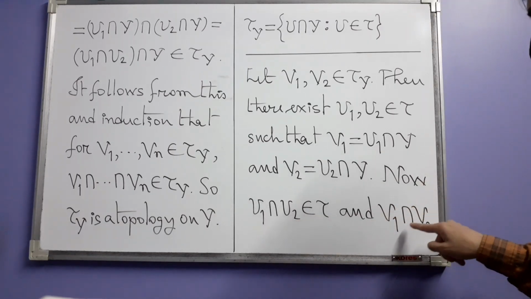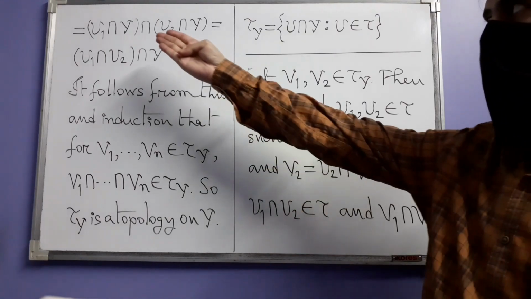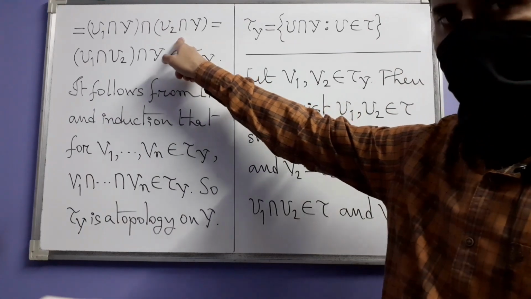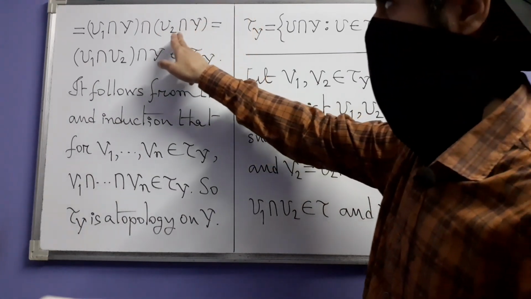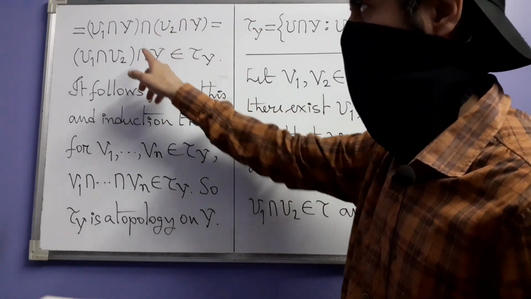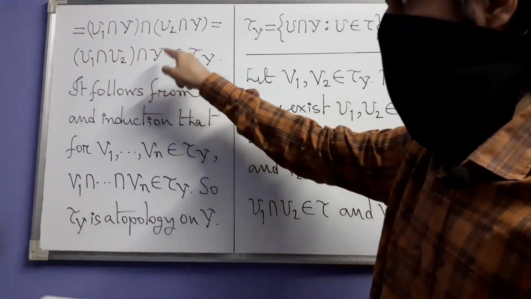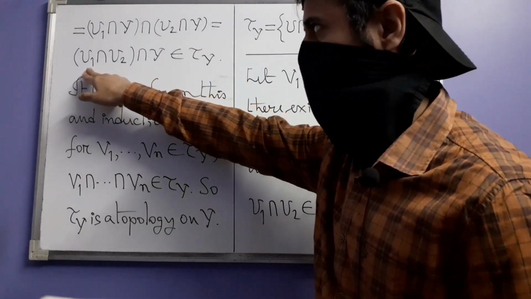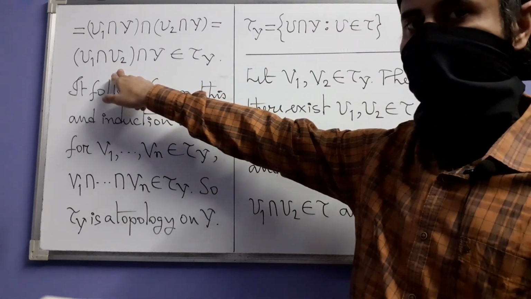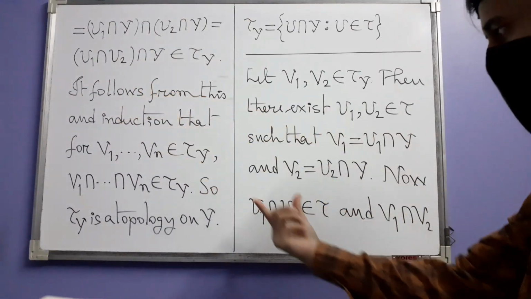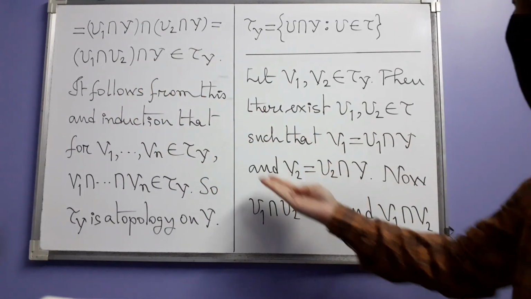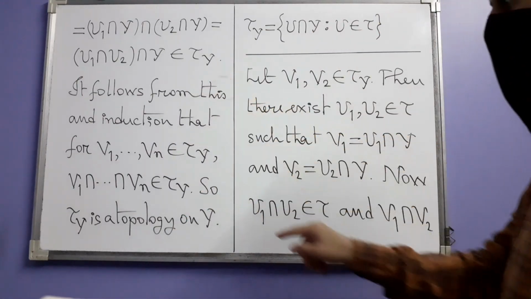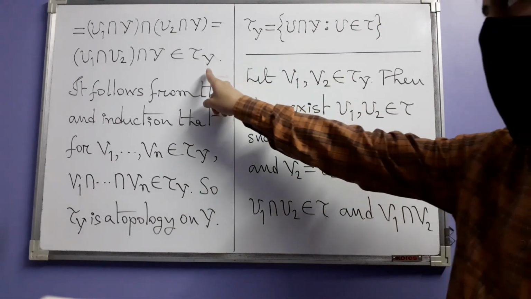And now we consider the intersection of V1 and V2, which of course is this, and because the only operation available here is intersection, there is no union or anything else. So you can see very easily that it's just the intersection of all the three sets here, U1, U2 and Y. And there you can separately consider U1 and U2, their intersection, which belongs to tau, and that is why this set has precisely this form. So it will belong to tau y, and that's how V1 intersection V2 belongs to tau y.